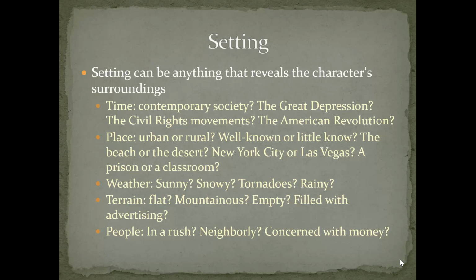So, like I said, setting can be anything that reveals the character's surroundings. If a story is set in contemporary society, then that can inform what the characters are concerned with. Or if it's the Great Depression, the Civil Rights Movement, the American Revolution. The Storm is set in a time before women had a lot of rights, and they were expected to marry. Marriage was supposed to be the end-all be-all of a woman's life, marriage and family.